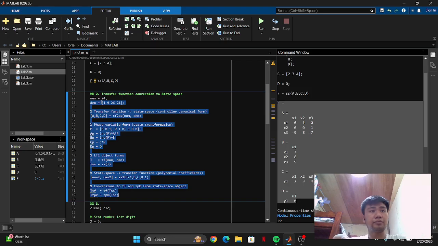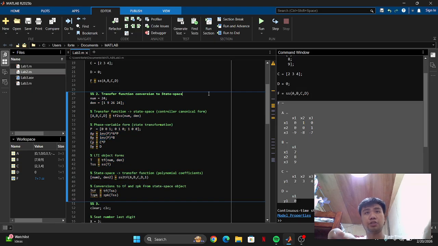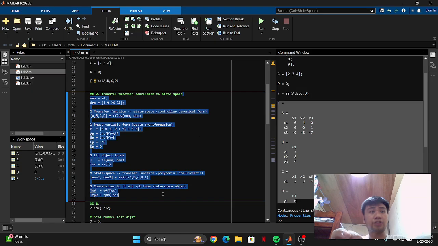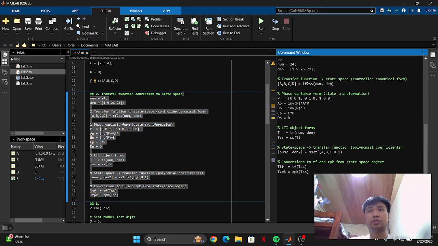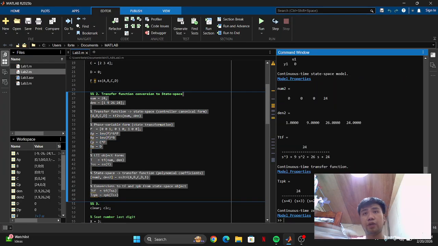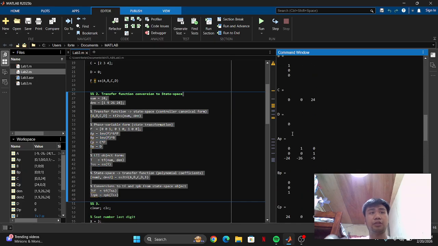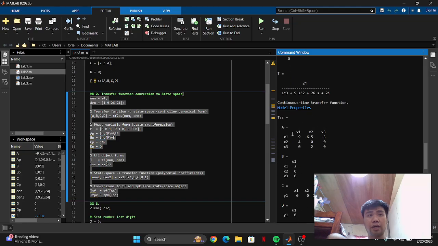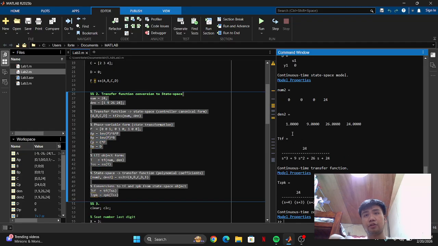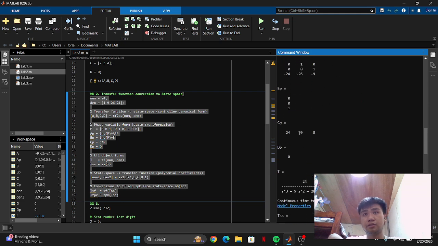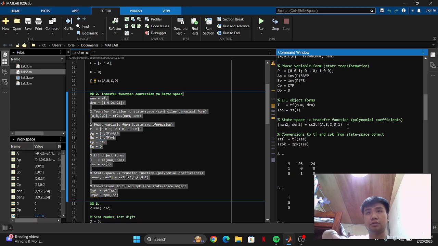On the second part, the transfer function conversion to state space, I started with the transfer function G(s) = 24s^3 + 9s^2 + 26s + 24. And I utilized the code [A, B, C, D] = tf2ss(numerator, denominator). This code.